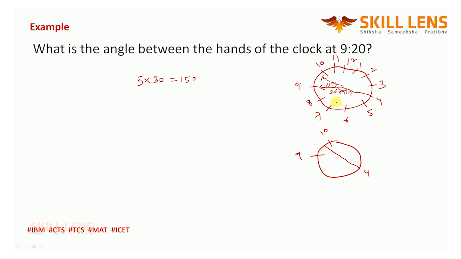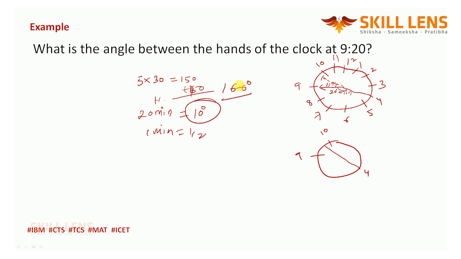My point is this. Previously, we subtracted something from 150. But in 20 minutes, the hour hand will tilt 10 degrees now, because in 1 minute it's half a degree, so in 20 minutes it's 10 degrees. Now I have to add 10 degrees to it, and it will become 160 degrees.